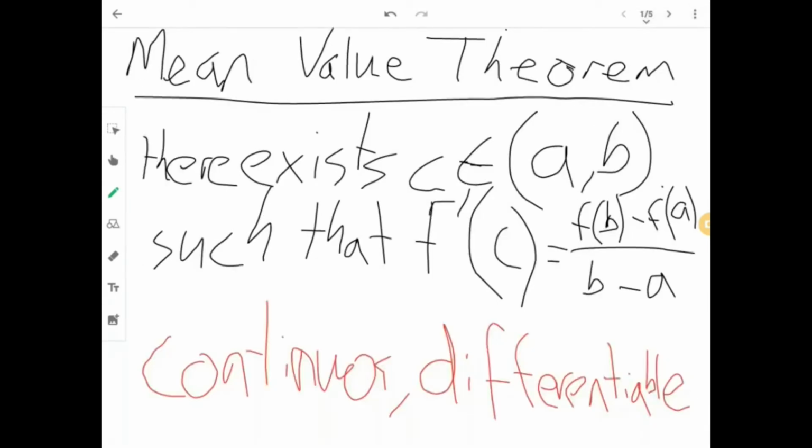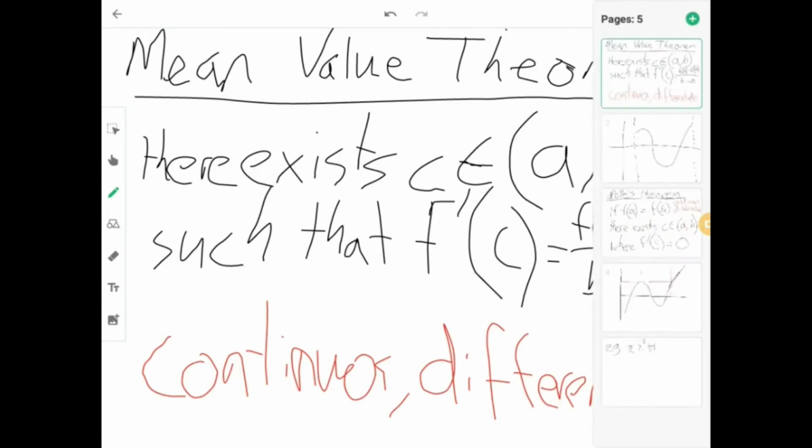Okay, so for 3.1.2, it's about the mean value theorem. So the mean value theorem states that there exists an x value c in the interval a comma b such that f prime of c equals f of b minus f of a over b minus a. So this is dependent on it being continuous and differentiable. That's the mathematical meaning. If you don't understand, let's look at it visually.